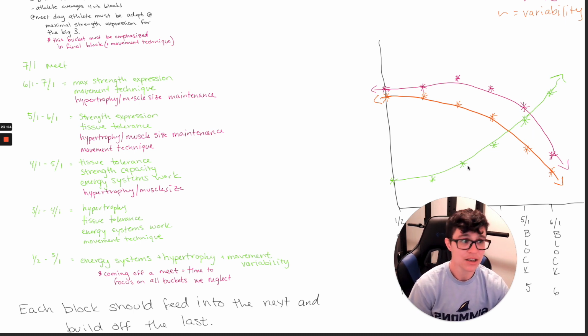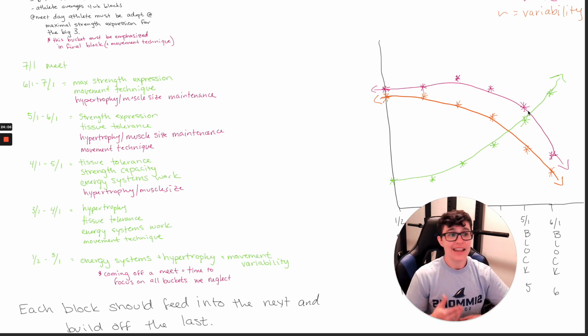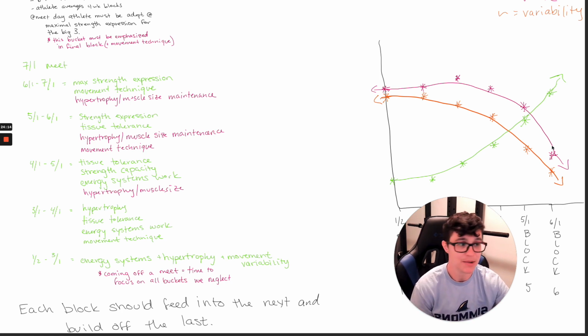This is because we're working more on strength expression. In order to work on strength, we have to work in higher intensities. And if we're working at higher intensities, our volume has to inherently go down. Again, this block 5 is about 8 weeks out from a meet, so we are getting very specific. We are limiting our movement variability and increasing our movement specificity.